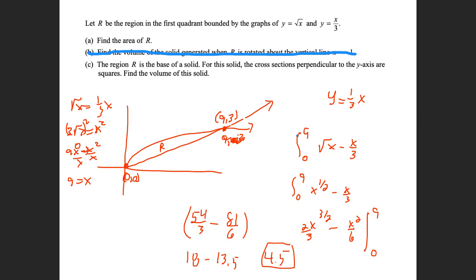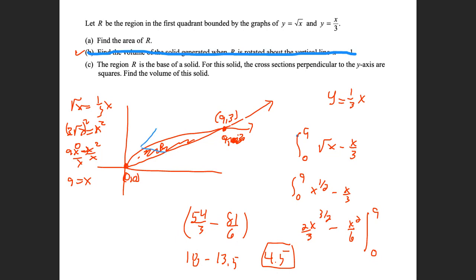Now, the other one, we can't do part B yet. We're going to learn how to do that today. But part C, it says the region R is the base of a solid. Okay, so this is the base of a solid. The cross-sections perpendicular to the y-axis are squares. Okay, so to the y-axis. So I'm going to do squares this way.